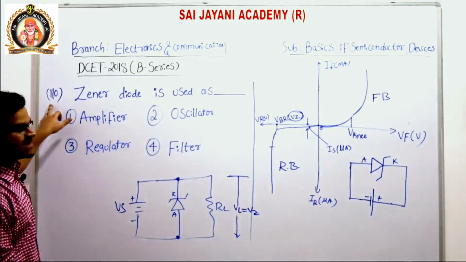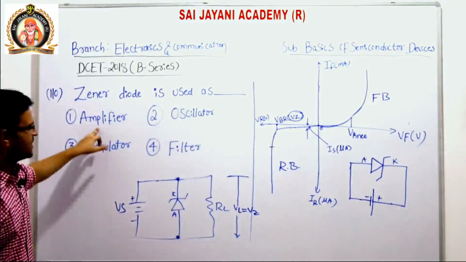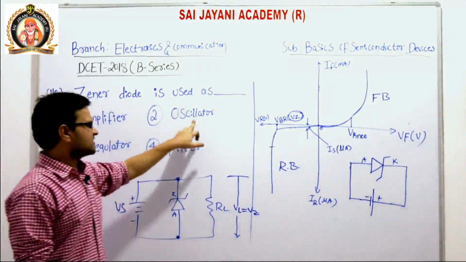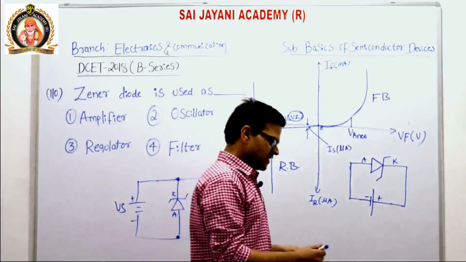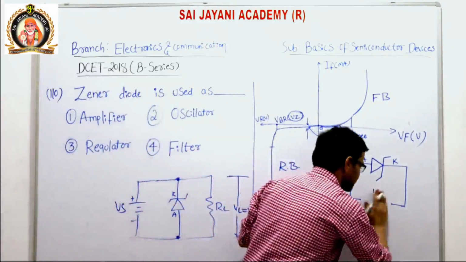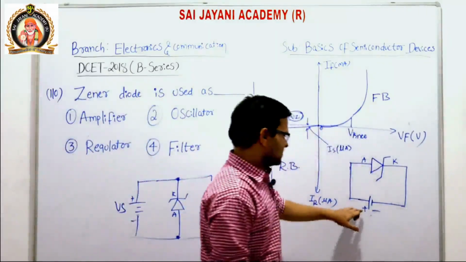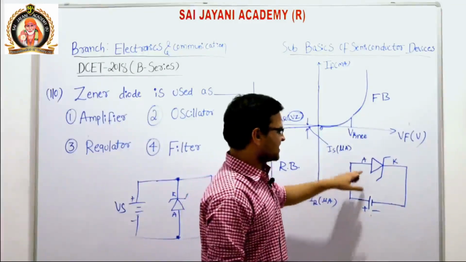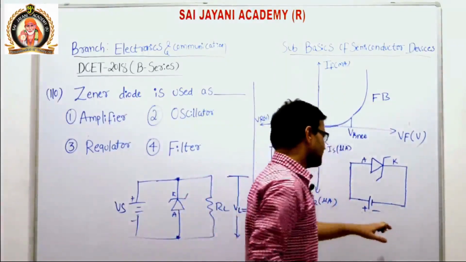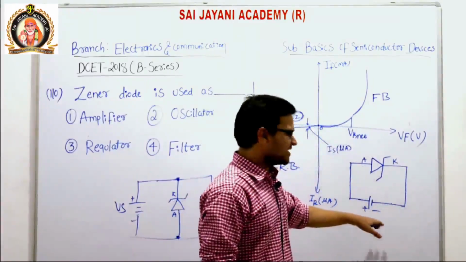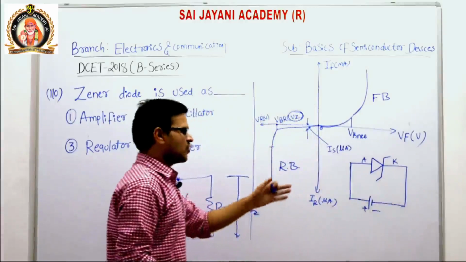Question number 110: the Zener diode is used as. The options are given below: amplifier, regulator, oscillator and filter. When we connect a Zener diode in the forward biased condition, that is, the positive terminal of the power supply is connected to the anode of the Zener diode and the negative terminal of the power supply is connected to the cathode of the Zener diode, that is called the forward biased condition.